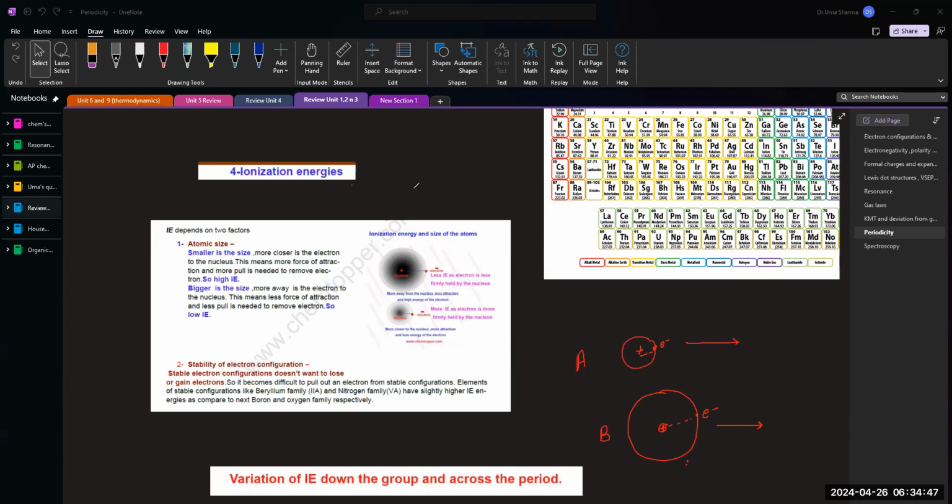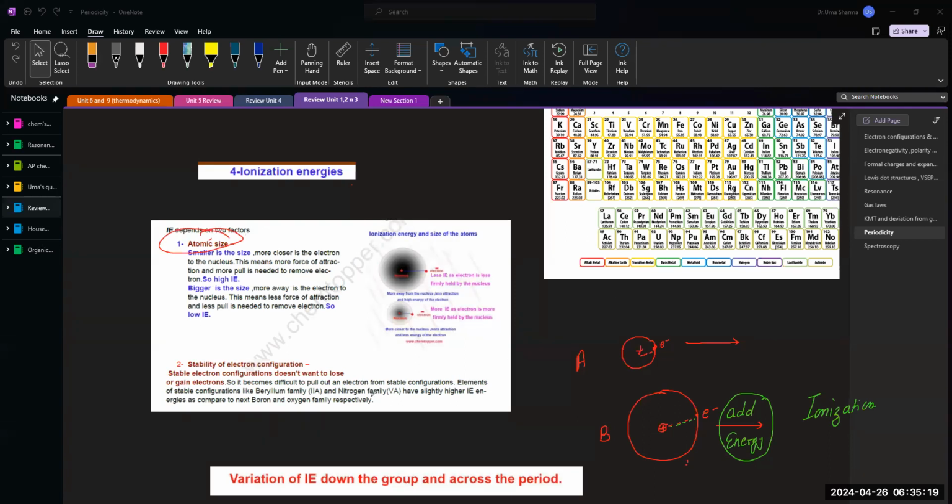So now ionization energy is the energy needed. It's endothermic. It's energy needed. I have to add energy to remove the electron. And the energy which is needed is called ionization energy. And removal of electron is easy here because the attraction is less. So one factor which is going to control the ionization energy is atomic size.